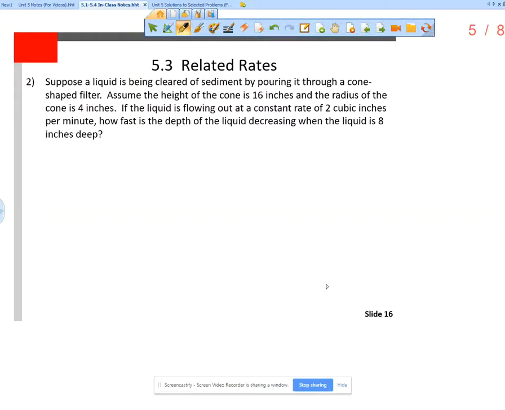This is section 5.3 in class notes, slides 16 and 17. On slides 16 and 17, we have two more examples of related rates problems.